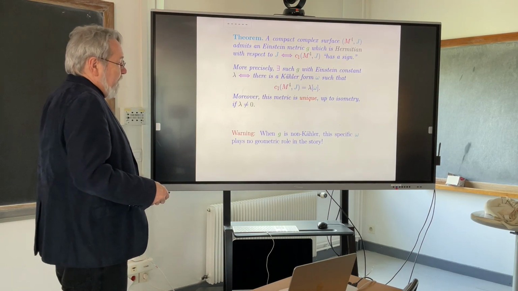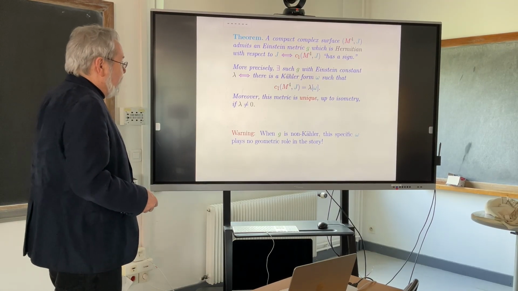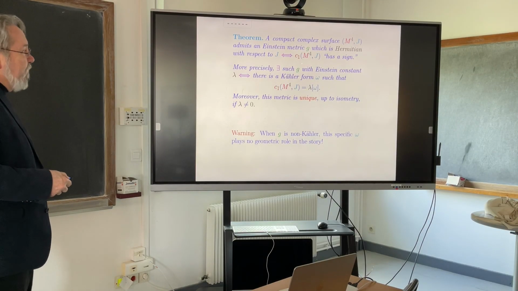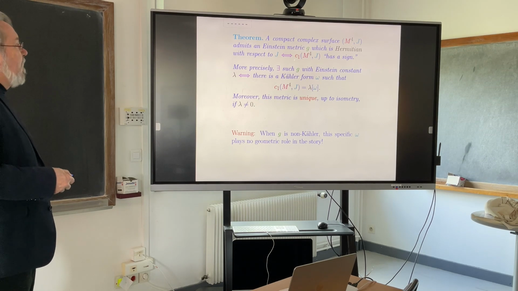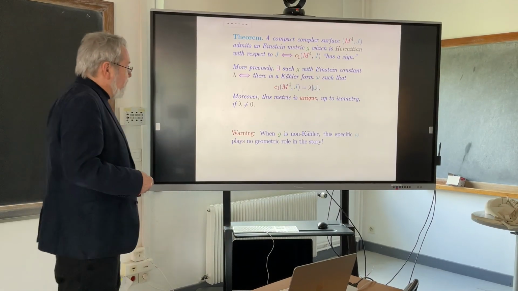But also, while there is some relation with Kähler geometry, it's not to this particular Kähler form. So a better way to understand this would be that you were requiring that either C1 is 0 if lambda is 0, or this is asking that the canonical line bundle is ample if lambda is negative, or the anti-canonical line bundle is ample if C1 is positive.